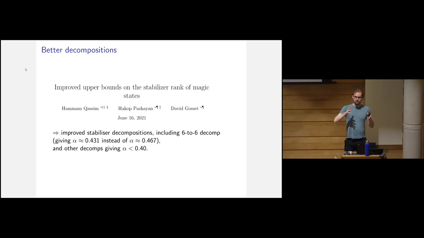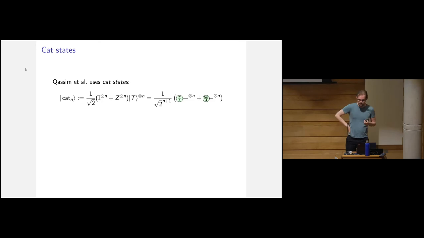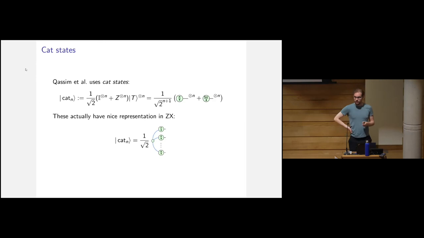But they also gave an entire family of decompositions of bigger and bigger states that get you better and better scaling, up to some alpha that's slightly smaller than 0.4. Okay. Now, how does this work? They use something they call cat states, which is sort of a superposition of T magic states. It's sort of like a Bell state, but instead of having superposition over 0 and 1, you have superposition over T magic states. And what is nice for us is that these have a very nice representation in ZX. They use cat states purely as a vehicle for designing new stabilizer decompositions of magic states. They don't use cat states directly in the quantum circuits. But because they have such a nice representation in ZX, we can use them directly.